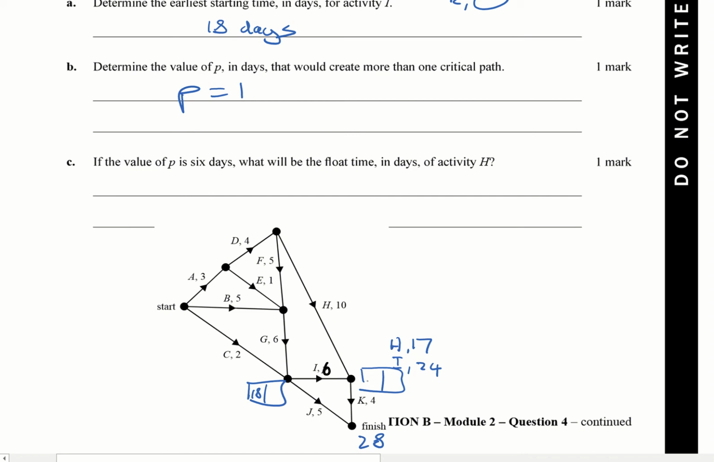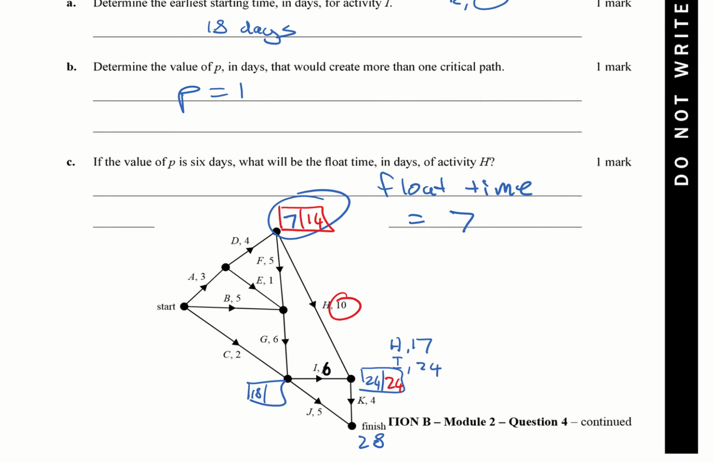So I'll go back. That was 24. I know that this one here is going to be 24 as well, because 28 minus 4 would give me 24. 24 minus 10 would give me 14. So if I put my one up here, that would mean this would be 14. And if you remember before, that was 7. So my float time there is the distance between those two numbers. So my float time equals 7. And that's how you complete part C of the question.